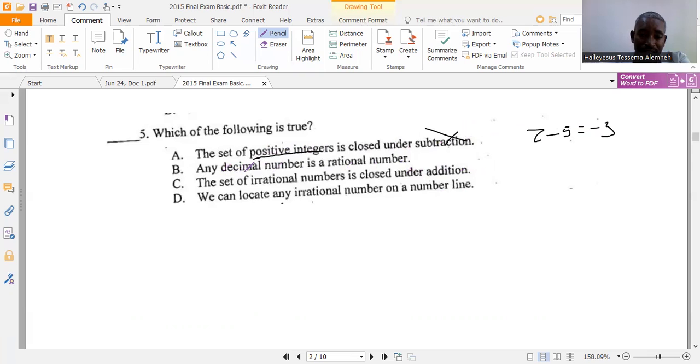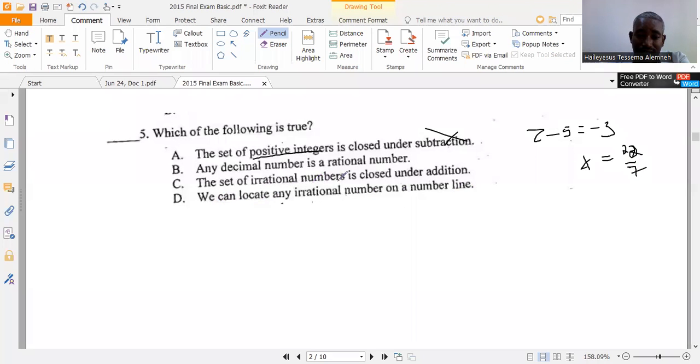The next one: any decimal number is a rational number. Any decimal number may not be a rational number. For instance, x is equal to 22 over 7. Sorry, 22 over 7 is a rational number.